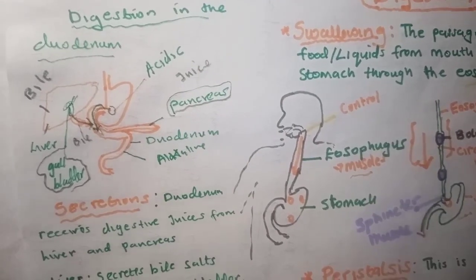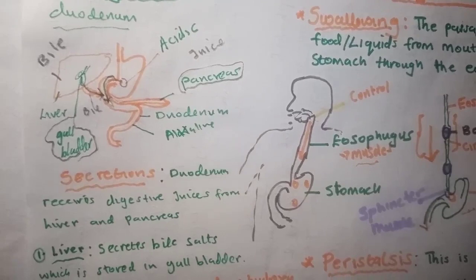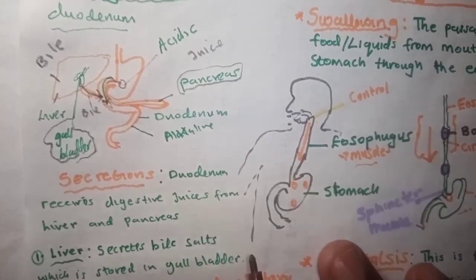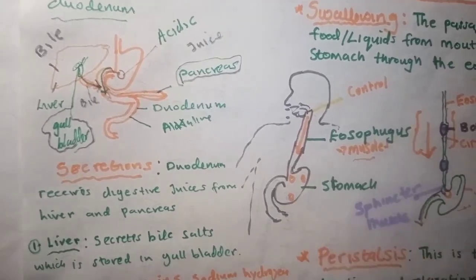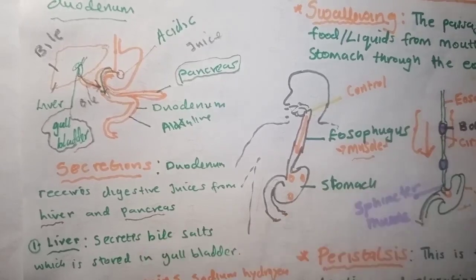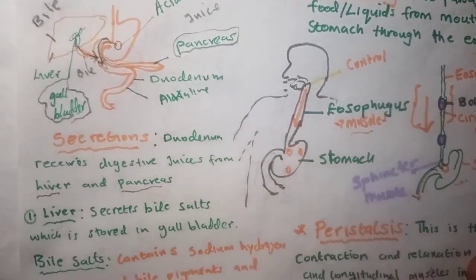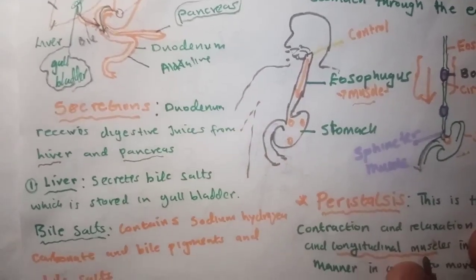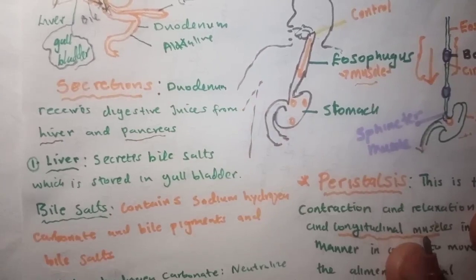So we notice that the duodenum has two digestive juices, one from the liver and one from the pancreas. So the duodenum receives digestive juices from the liver and from the pancreas. The liver secretes bile, like we've said, which is stored in the gallbladder.